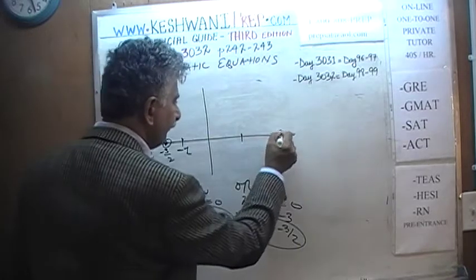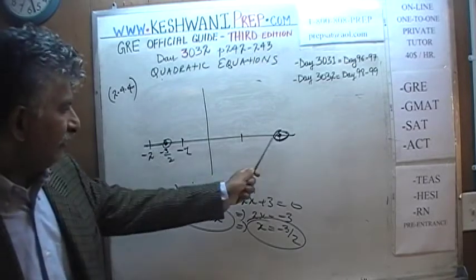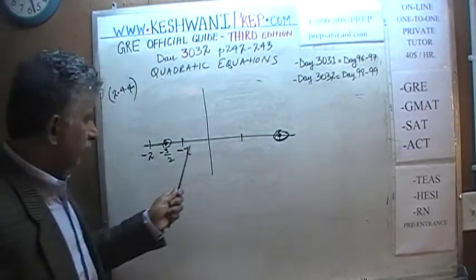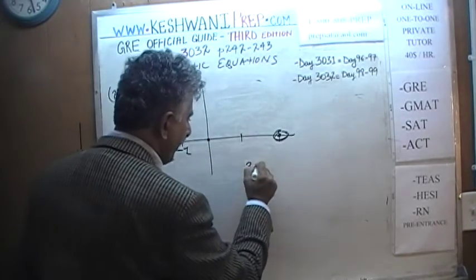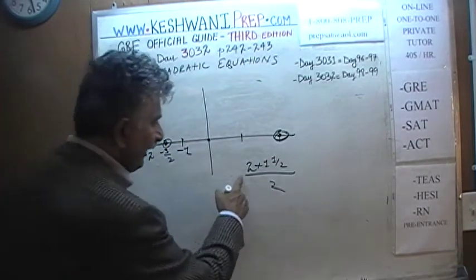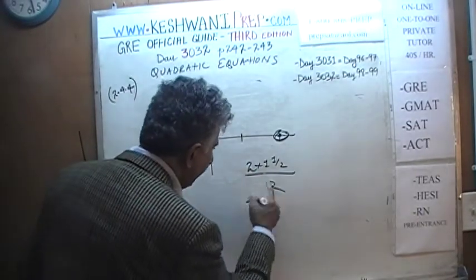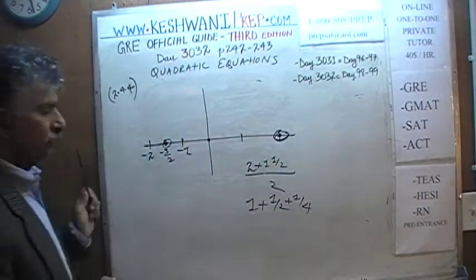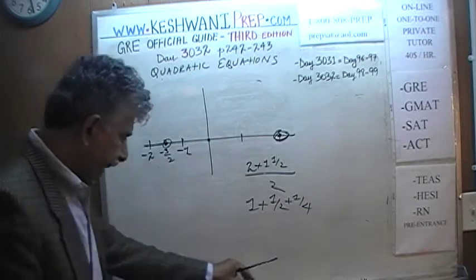Those are the x-intercepts. What's going to be the line of symmetry? The line of symmetry is the midpoint between these two points, 2 and negative 3 halves. Let's find out. The distance from 0 to here is 2, and from 0 to here is 1.5, and we want the midpoint of that, so we divide by 2. So 3.5 divided by 2. Half of 2 is 1, and half of 1 is a half, and half of a half is a quarter. So it's 1 3/4, a distance of 1 3/4 from here, and a distance of 1 3/4 from here. Let's find out very quickly.